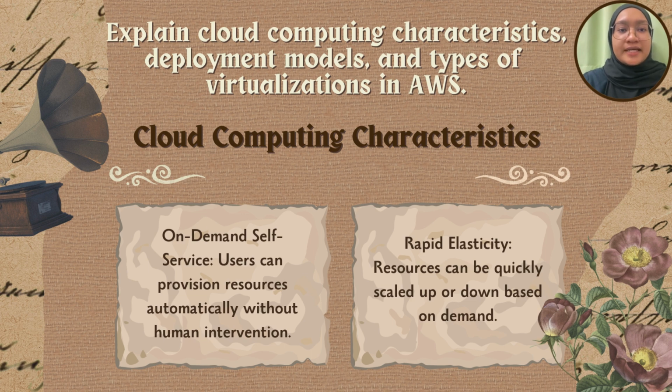Question number 3. Explain cloud computing characteristics, deployment models, and types of virtualization in AWS. For cloud computing characteristics, first, on-demand self-service. Users can provision resources automatically without human intervention. Second, rapid elasticity. Resources can be quickly scaled up or down based on demand.